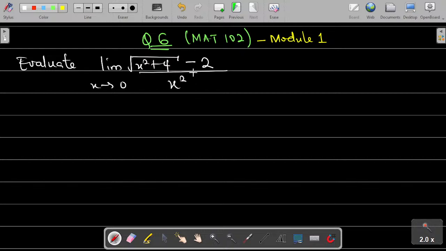So in such a case where there is a presence of a radical, we are advised to rationalize. So rationalize your numerator. If you do that, what is the conjugate of the numerator? Just change this minus to plus. Remember, rationalization is to multiply by the conjugate.